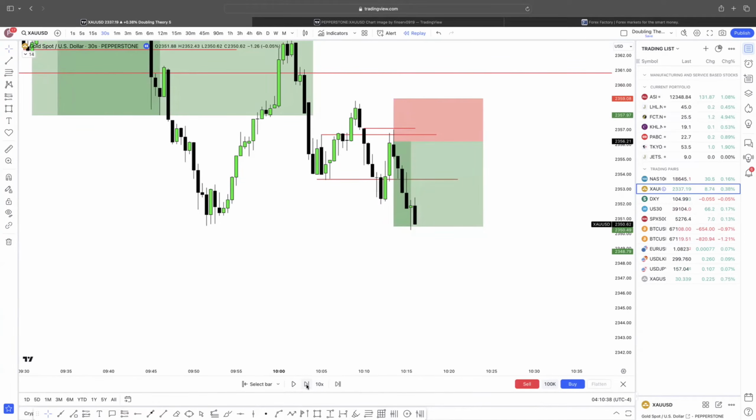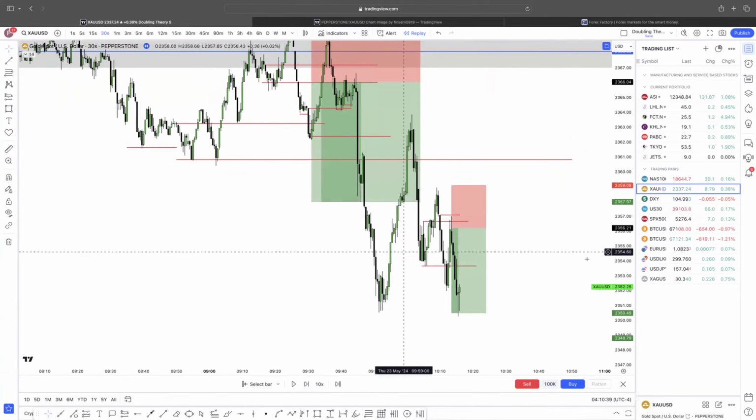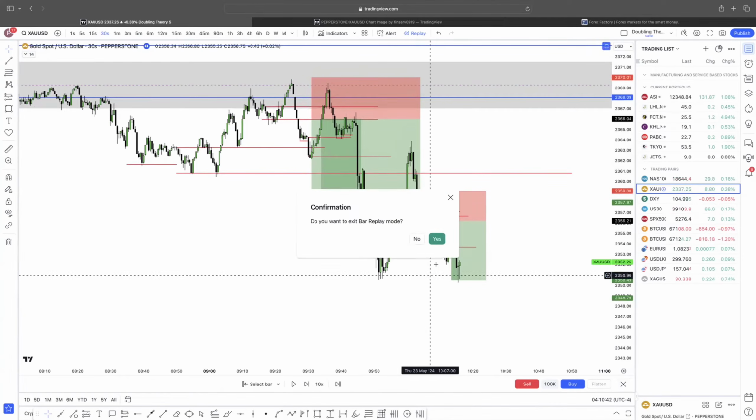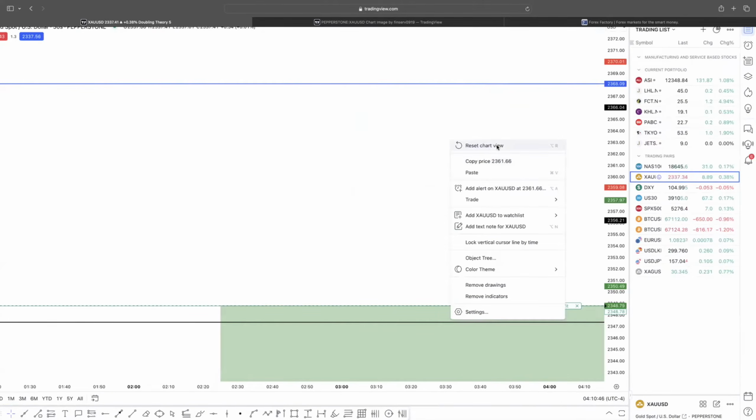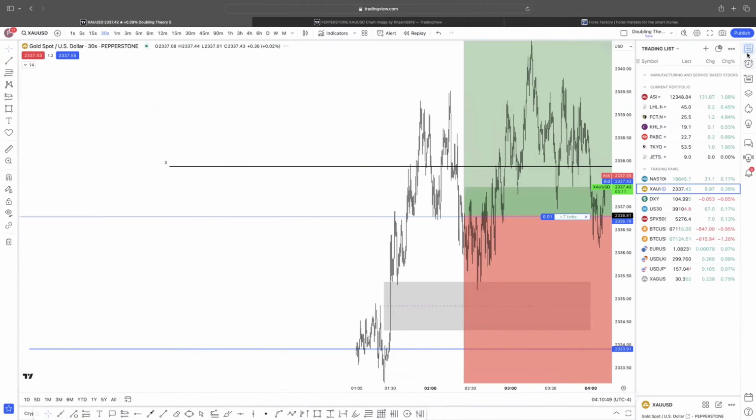There we go. So it is as simple as that. This is how you catch highs and lows intra-session using my concepts, using ICT concepts as well, right?